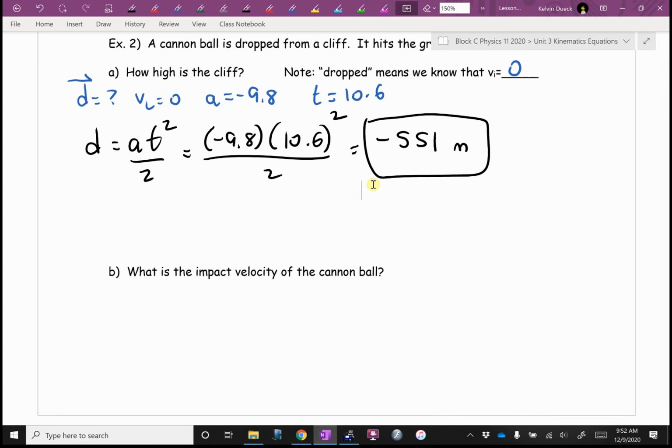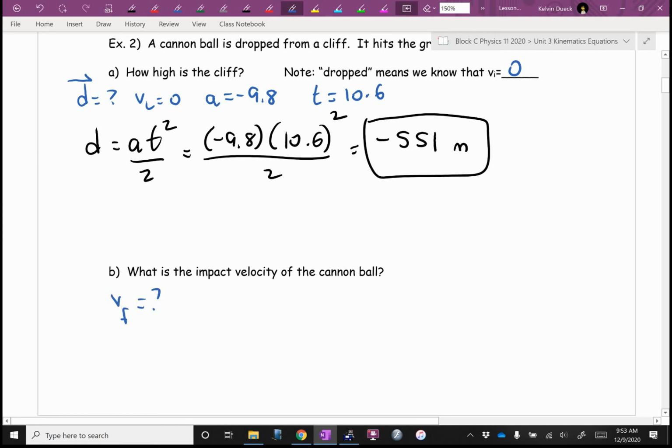V final. Now, common mistake. Kids say, Mr. Duick, isn't V final 0? V final is 0 after you hit the ground, but not when you hit the ground. If you don't believe me, do a belly flop onto the cement. It will hurt. And the reason it will hurt is because when you hit the ground, V final is not 0. If V final when you hit the ground was 0, it wouldn't hurt. So this is asking me to find, I totally agree with you, Sarah, V final.